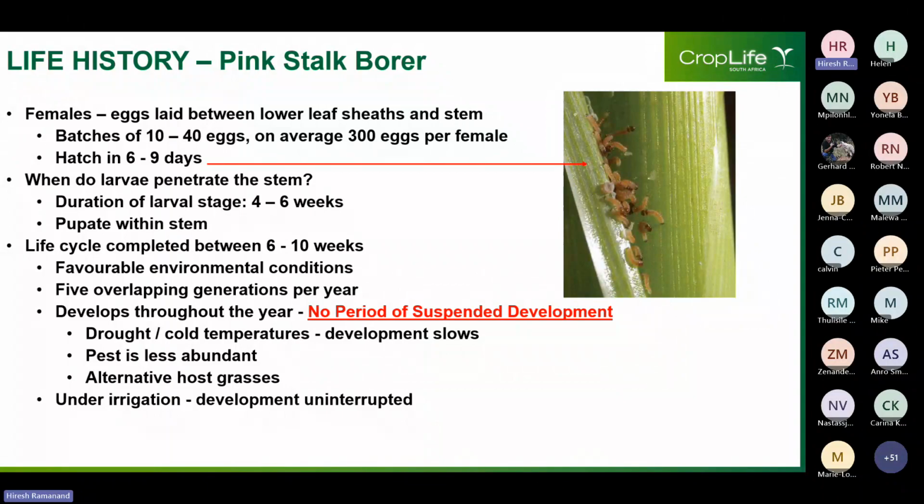Now, this is important. Unlike the previous 2 stalk borer species covered, larvae of Sesamia calamistis do not enter into diapause, but develop throughout the year, even during the dry season. However, under drought or cold temperatures, development slows down and the pest is less abundant, occurring mainly on wild host grasses. Under irrigation, development is uninterrupted. Why? Because this creates a conducive microclimate for continued female moth egg laying and larval development.